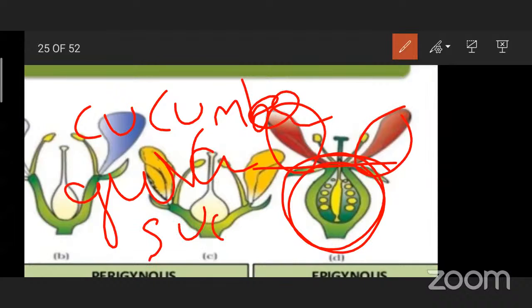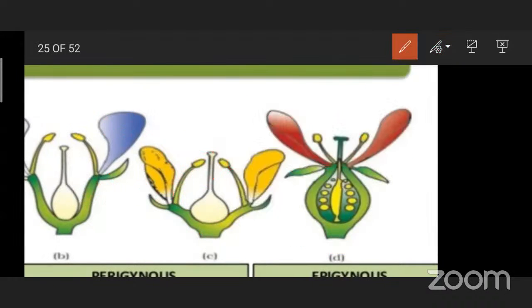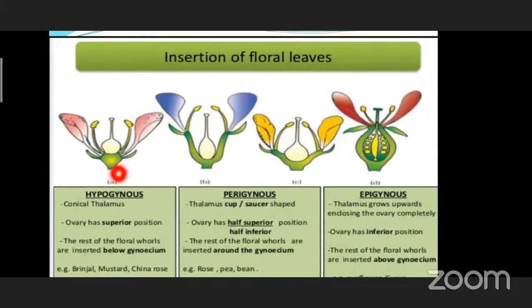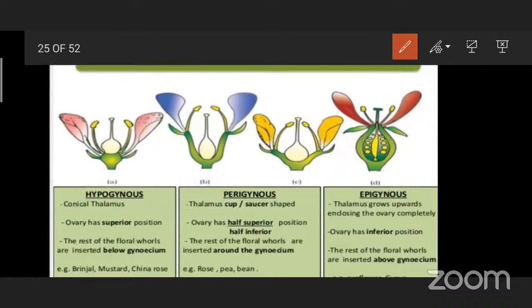Another one, sunflower. These are the insertion of floral leaves: hypogynous, perigynous, and epigynous. Hypogynous: conical thalamus, ovary has a superior position. The rest of the floral whorls are inserted below the gynoecium. Examples, brinjal, mustard, China rose.